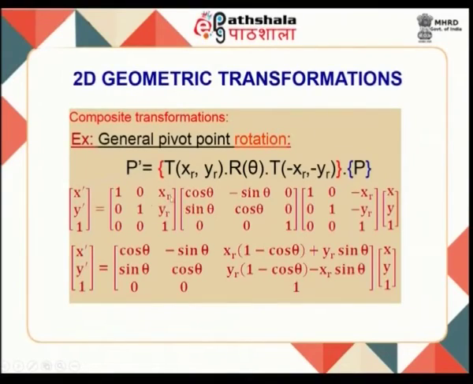So, when you multiply these three matrices, see this here: 1 0 x r, 0 1 y r, 0 0 1, cos theta minus sin theta cos theta 0 0 1 and 0 0 1, 1 0 minus x r, 0 1 minus y r and 0 0 1.